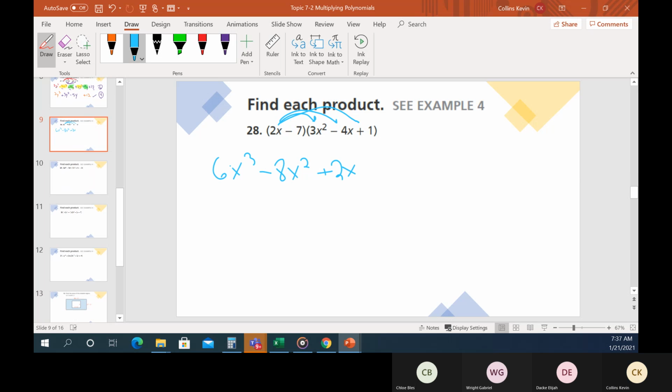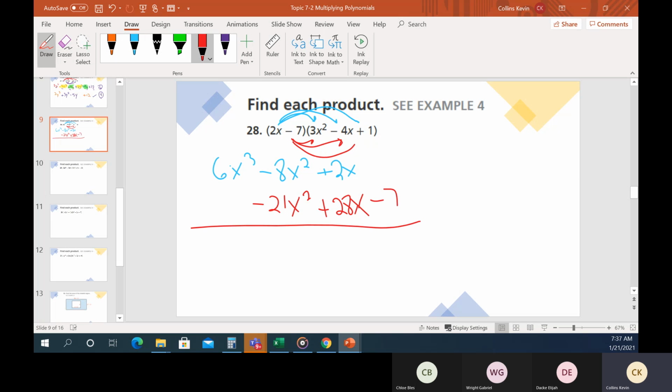That was easy. Okay, some people like this method here. It's just a little bit different way of writing it, but it's not a big deal because it makes it easier for them to combine terms. So if we do minus 7 times 3, that's going to be minus 21, and then x squared. And we move on. Minus 7 times minus 4 is going to be plus 28. Bring the x along for the ride. And then minus 7 times 1 is minus 7.